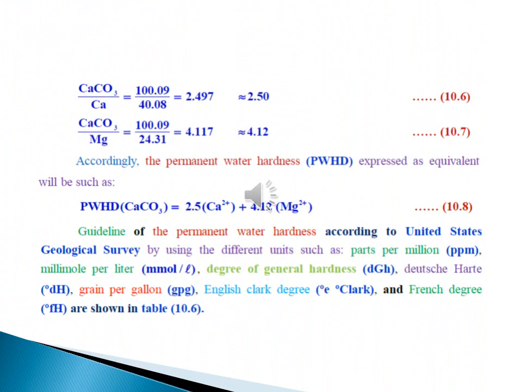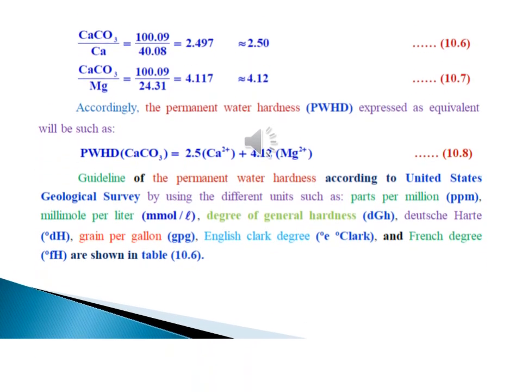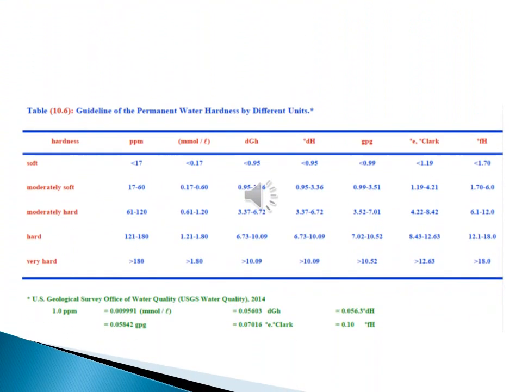Permanent hardness equals calcium hardness plus magnesium hardness, expressed as equivalent of calcium carbonate. Hence, the permanent water hardness PWHT is expressed as shown in the enclosed equation. Table showing the guidelines of the permanent water hardness by different units.